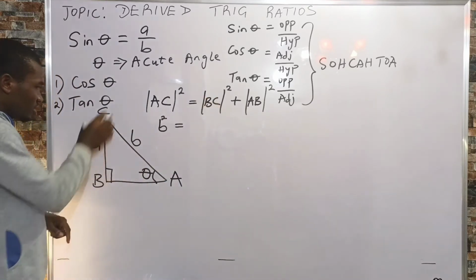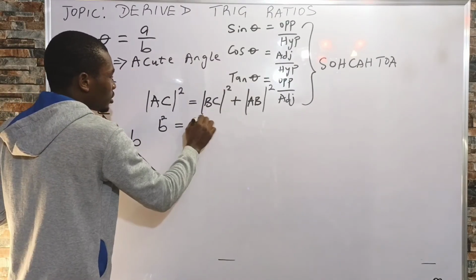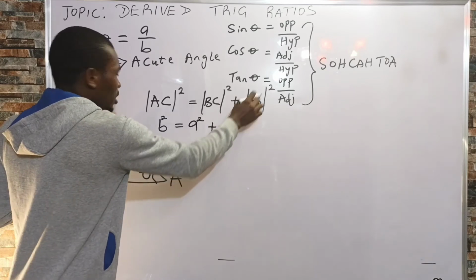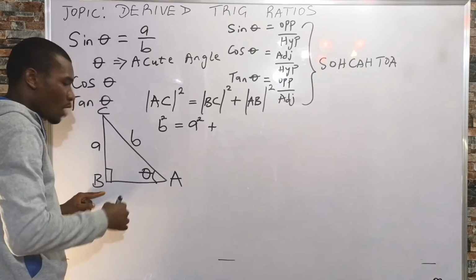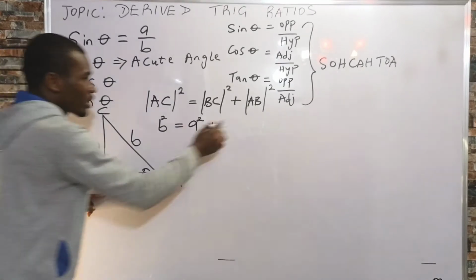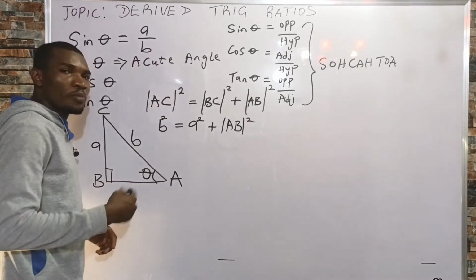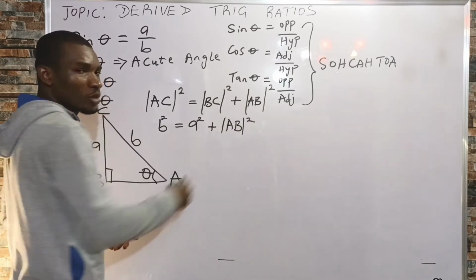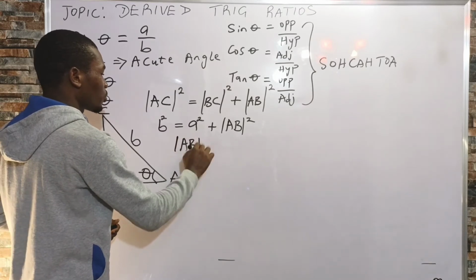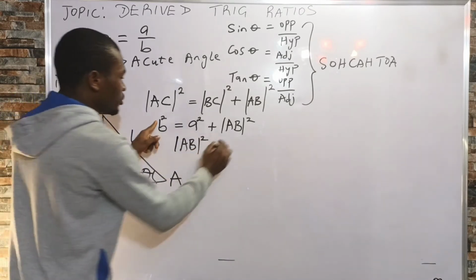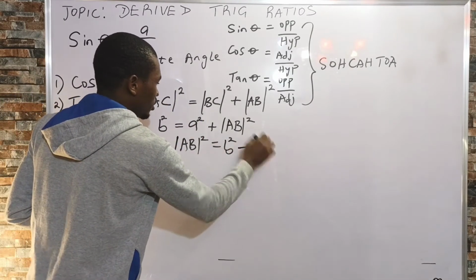This is our side BC. We already have it to be A. So we have A squared, then plus our side AB. This is our side AB, which is basically the side we want to find. And we don't know exactly the value, so we can still leave it to be side AB squared. So making our side AB squared the subject of this given equation, we then have that our side AB squared is equal to B squared, then A squared crossing over will be negative A squared.